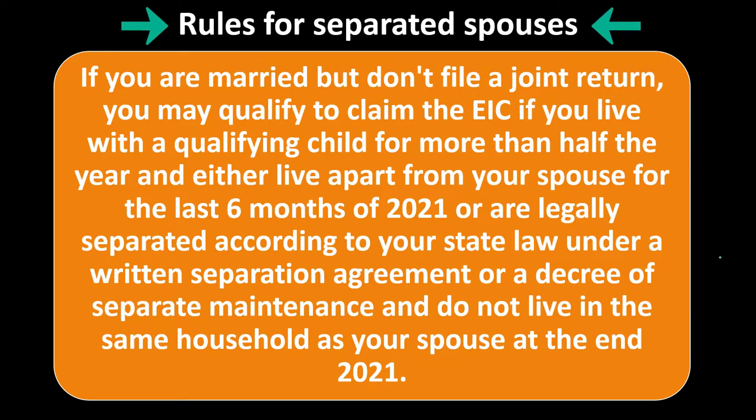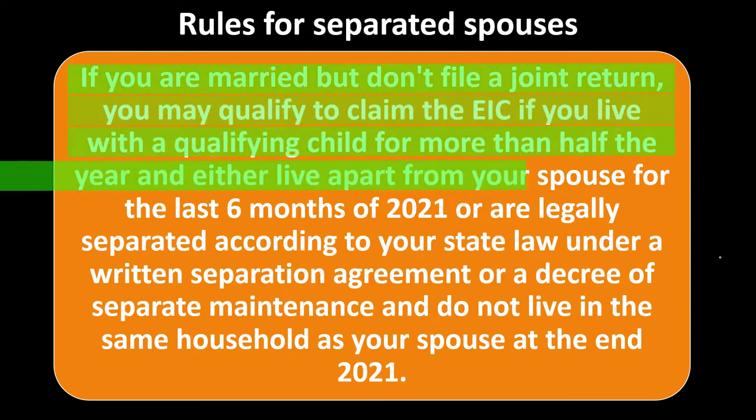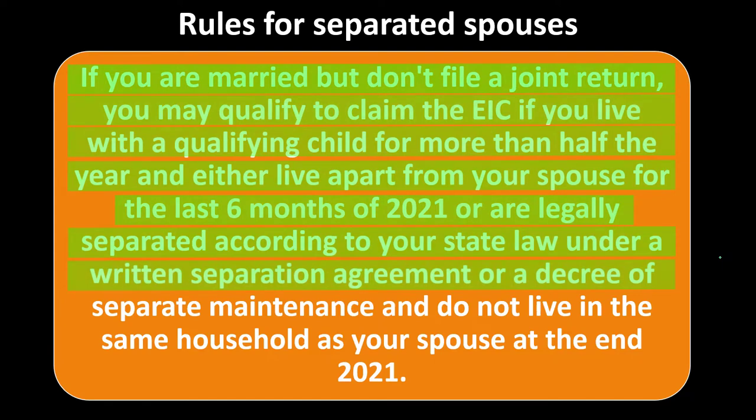Rules for separated spouses. If you are married but don't file a joint return, you may qualify to claim the EIC, earned income credit, if you live with a qualifying child for more than half the year and either live apart from your spouse for the last 6 months of 2021, or are legally separated according to your state law under a written separation agreement or a decree of separate maintenance and do not live in the same household as your spouse at the end of 2021. So there are typically going to be restrictions for the earned income credit for married individuals.